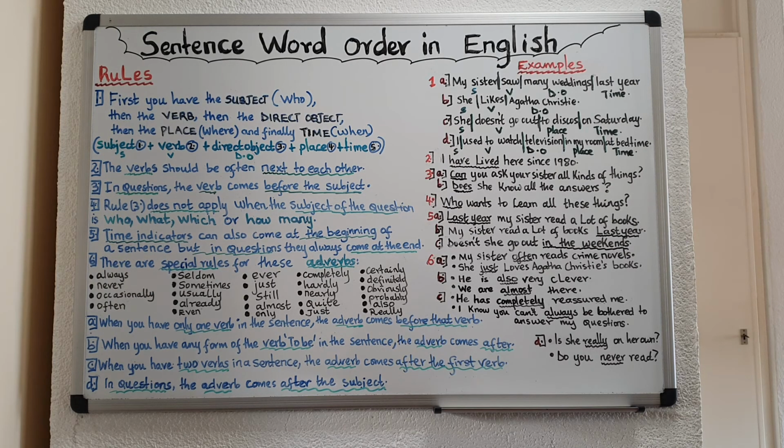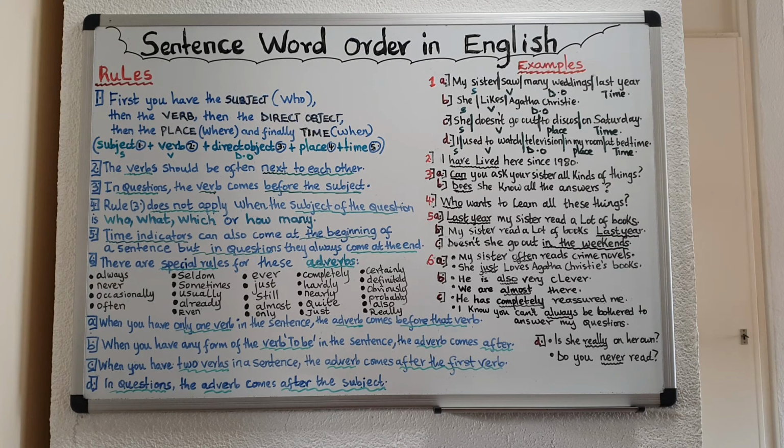In that sentence, we have two verbs, has and reassured. And what happens? The adverb completely comes after the first verb, which is has. Okay? He has completely reassured me. In that sentence, you have two verbs, that is has and reassured. And the adverb completely comes after the first verb. Let's look at the next sentence, next example.